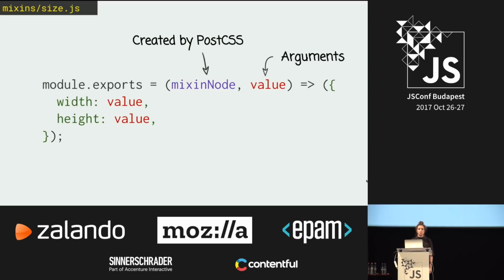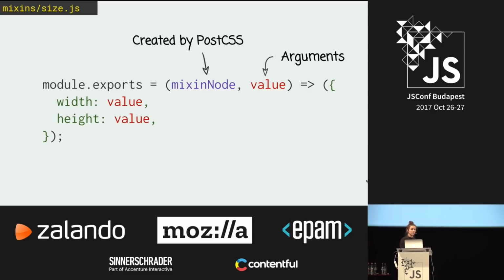Another difference is the first argument is a mixin node. Mixin node is created by PostCSS, and with that you can have access to the context of the mixin. But we don't need that in this example, so you just need to know that it's used by PostCSS. Then you pass the rest of the arguments, in this case a value. Then to return the CSS, you return as an object a width and a height of the same value. Pretty simple, pretty similar to CSS.